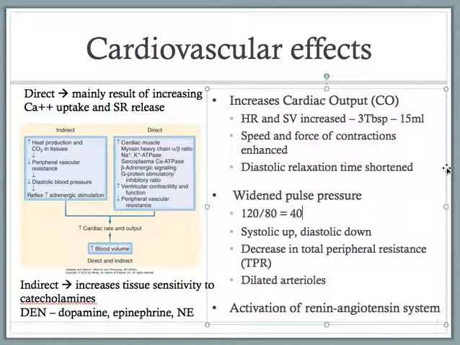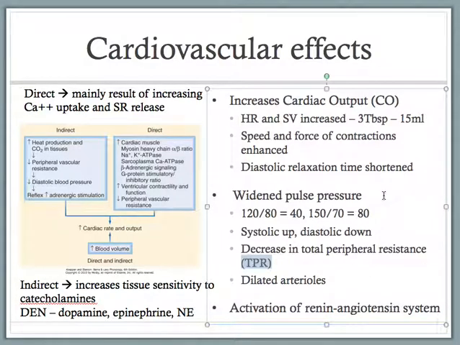So instead of having 120/80 and a pulse pressure of 40, let's say that person's blood pressure is going to go up to 150/70. All right, so that's a much larger pulse pressure. So we're at about like 80 then. That also is going to be associated with a decrease in total peripheral resistance, which we call TPR. We'll learn about that in the blood pressure chapter.